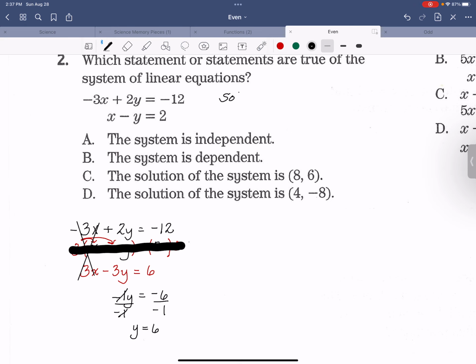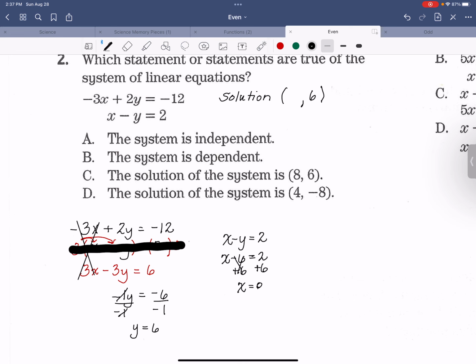And also remember that a solution to a system is a point. So 6 is the y value. We need to find the x value. So I'm going to use that x minus y is 2. That's the easiest equation. So we have x minus 6 is 2. So x is going to be positive 8. And there's y. And here's the solution.